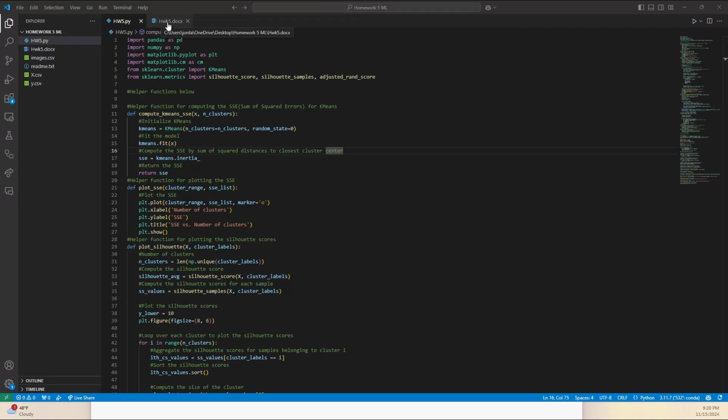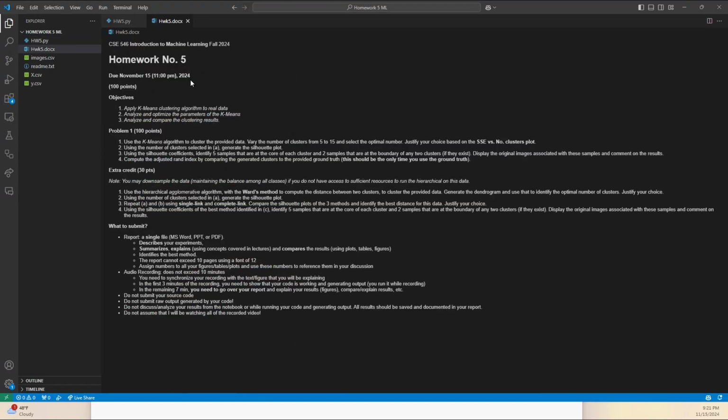Hello, my name is Jordan Richardson, and this is CSE 546, Introduction to Machine Learning, homework number 5. For this assignment, we used the k-means clustering algorithm on a set of real data.